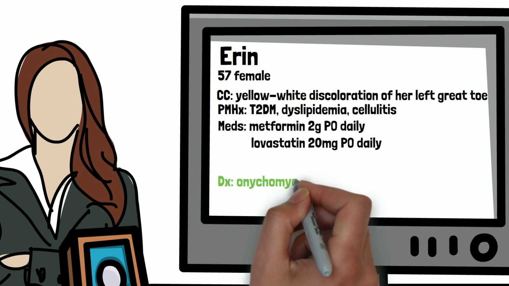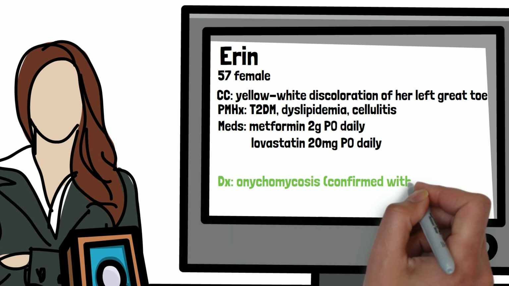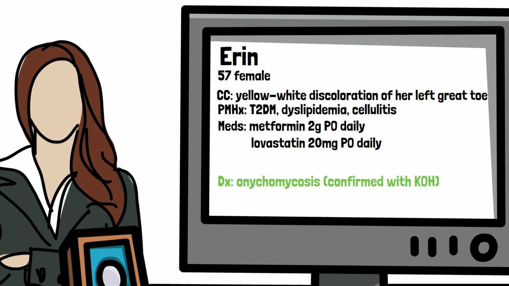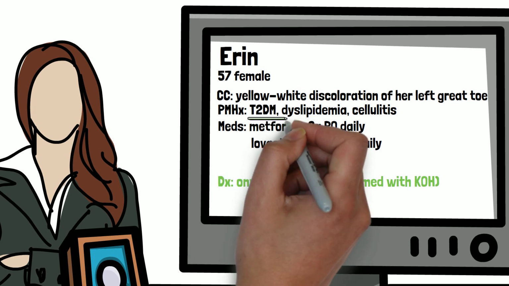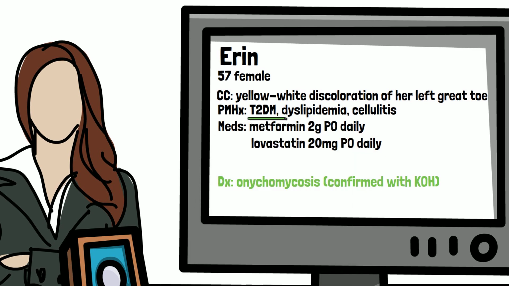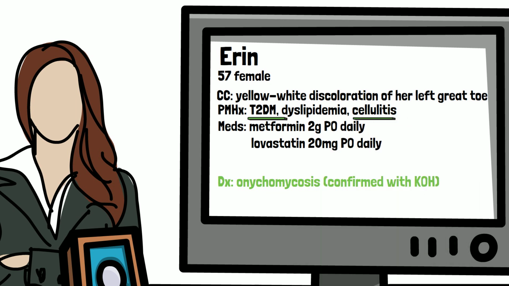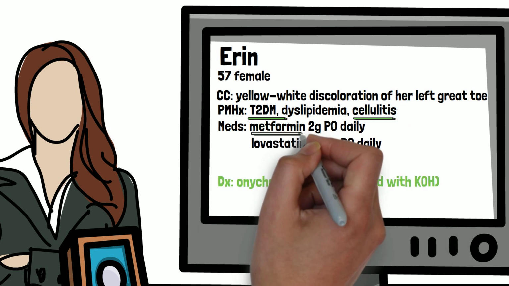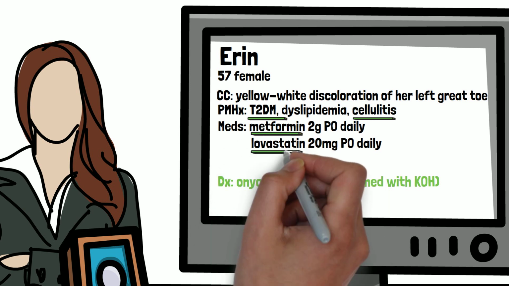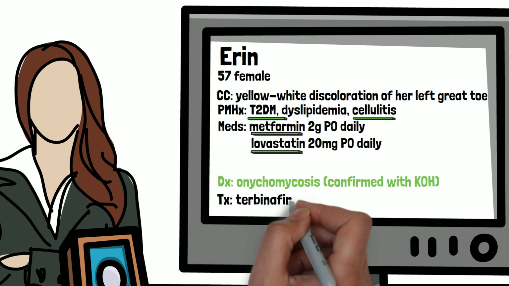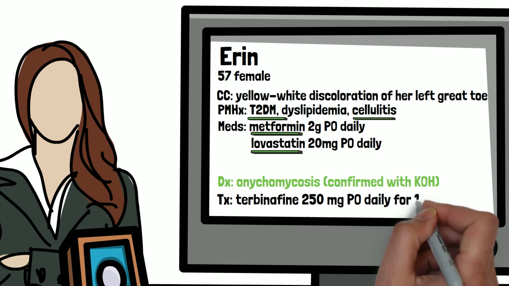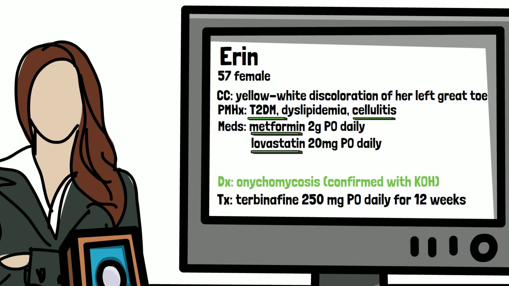Going back to the case, a KOH stain confirms Erin's diagnosis of onychomycosis. She would benefit from systemic antifungal therapy since she has diabetes, therefore would be at an increased risk of cellulitis if not treated. Her past history of lower leg cellulitis makes treatment indications even stronger. Since Erin is on metformin and lovastatin, she should be prescribed terbinafine over itraconazole to decrease the risk of drug-to-drug interactions.